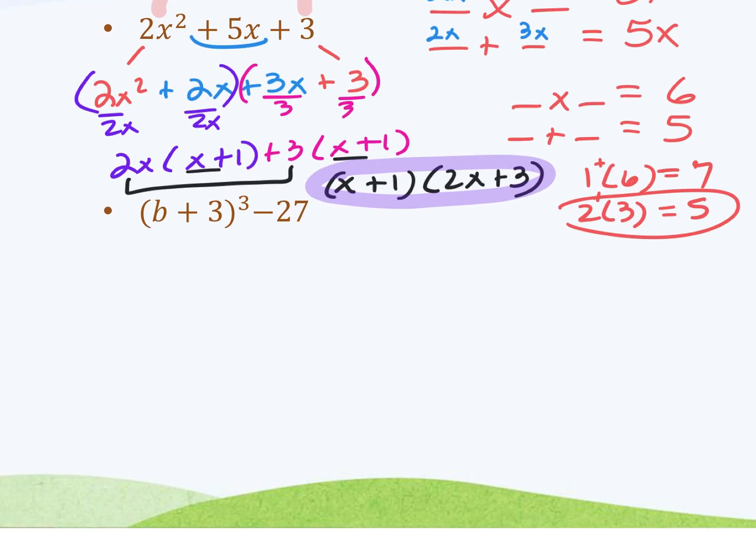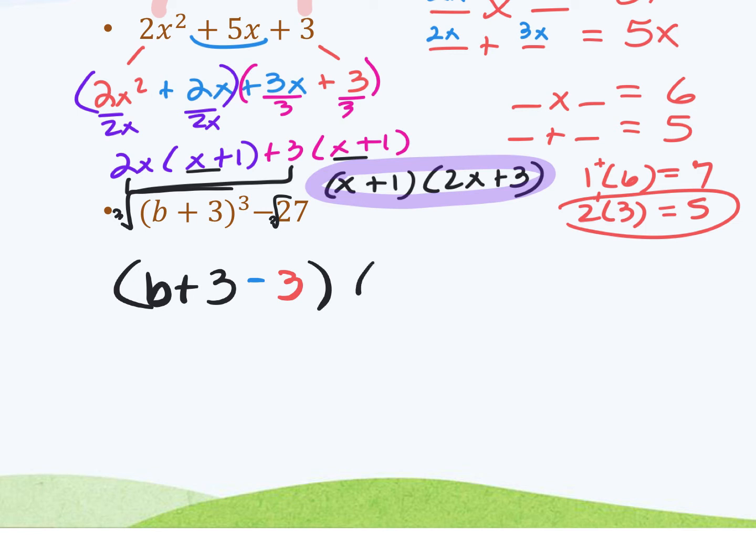This is the difference of two perfect cubes. So what you can do here is you're going to cube root the first term and then cube root the 27. The cube root of b plus 3 to the third power is just b plus 3. The cube root of 27 is going to be 3. And again, it has the same sign as the original.